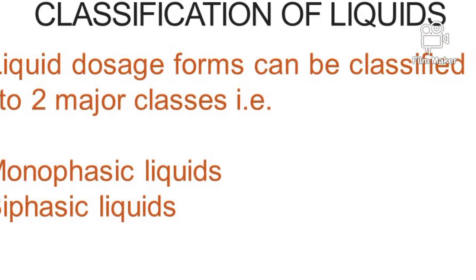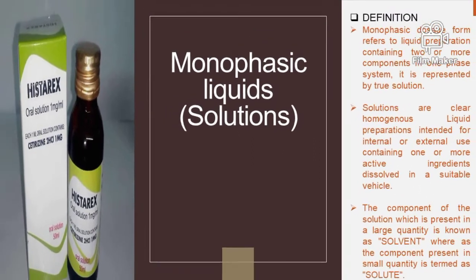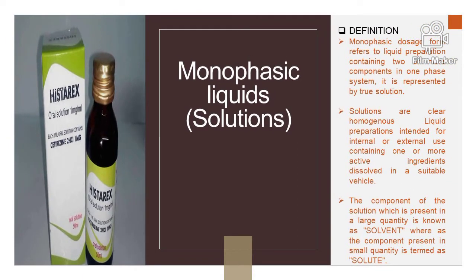So we are going to see the classifications of liquid dosage form. The liquid dosage form can be classified into two major classes, that is monophasic liquid and biphasic liquid. First we are going to see the monophasic liquid, which is also called a solution. Monophasic dosage form refers to a liquid preparation containing two or more components in one phase system. It is represented by a true solution.